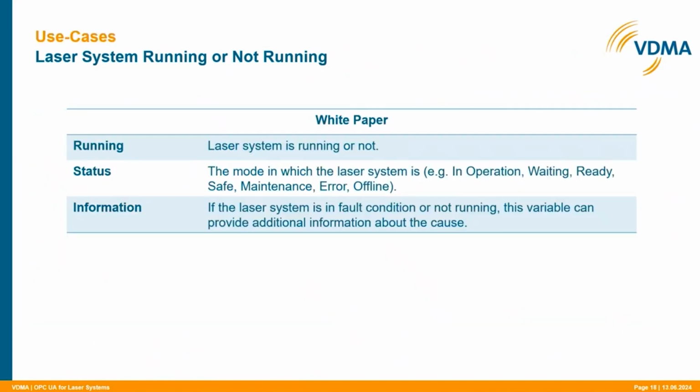The parameters listed are to be used to create the added value described in the use cases. So for the use case laser system running or not running, the parameters are: running, so whether the laser system is running or not; the status, so the mode in which the laser system is; and the information about the fault condition or not running. This variable can provide additional information about the cause.